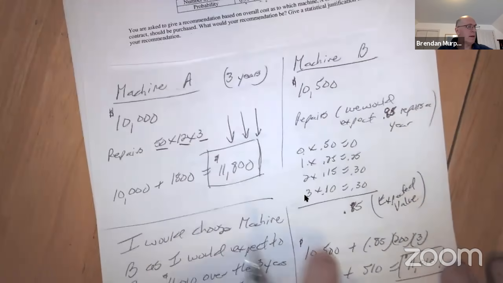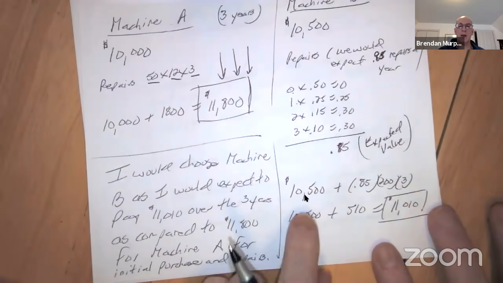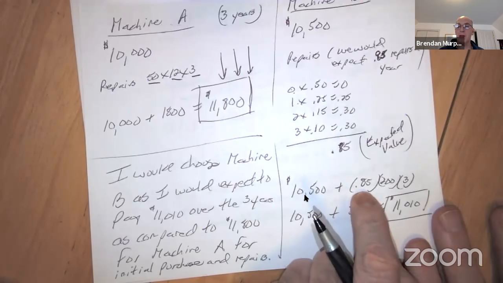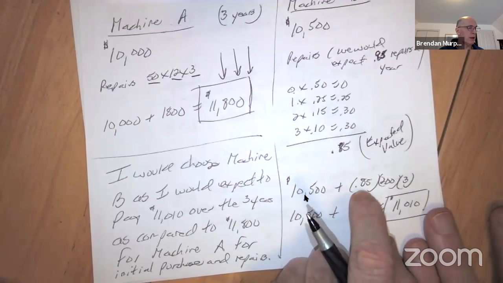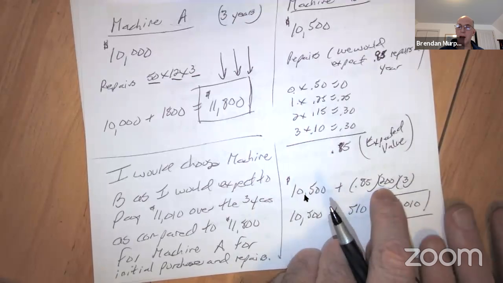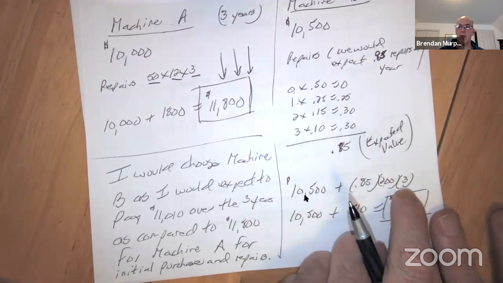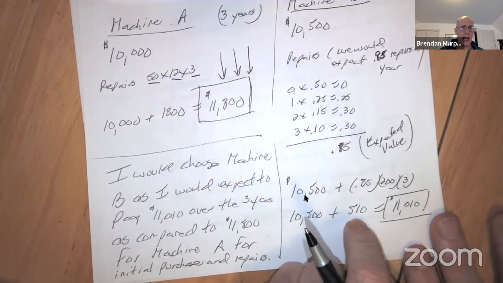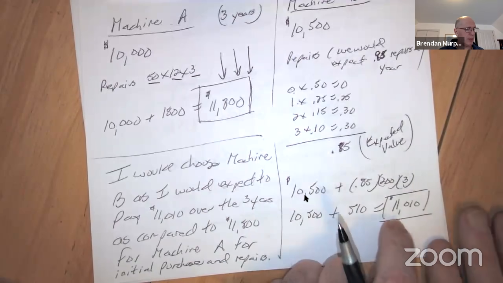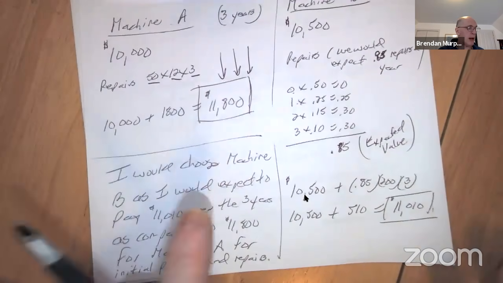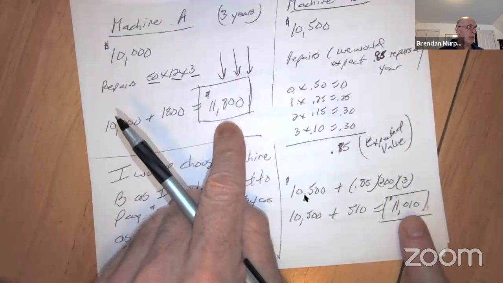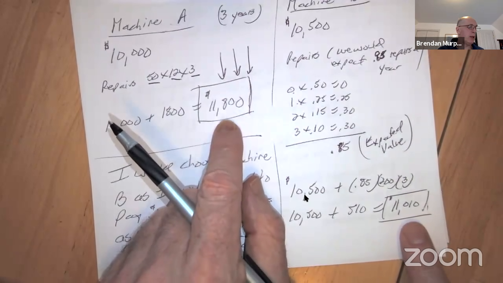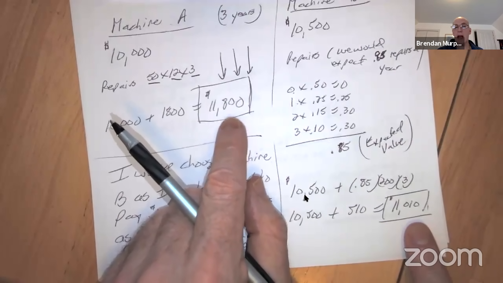So there's my initial cost for machine B. There's my expected number of repairs per year, 0.85. We were told it was $200 a repair, and we want to do this for 3 years. So when I did that math, I got 10,500 plus 510, which is 11,010. Looking at these two numbers, we think that machine B will be less expensive, but there's no guarantee.